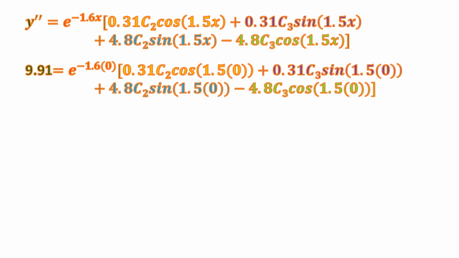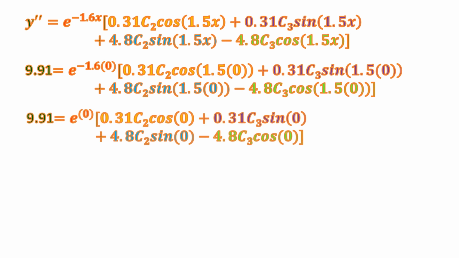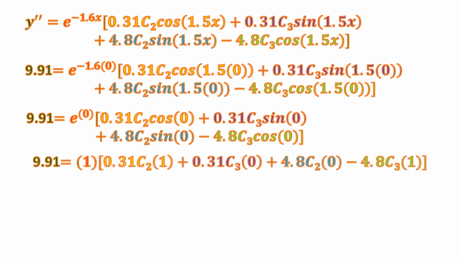So if x is 0, the y double prime is 9.91. So we substitute it all and then we're gonna continue simplifying. The e negative 1.6 times 0 will become e raised to the power of 0. And then the angles, every angle becomes 0 because 1.5 times 0 is 0. And then cosine 0, every cosine of 0 is 1, and every sine of 0 becomes 0. And e raised to the 0 is 1, because any number raised to 0 is 1. So 1 will be gone.